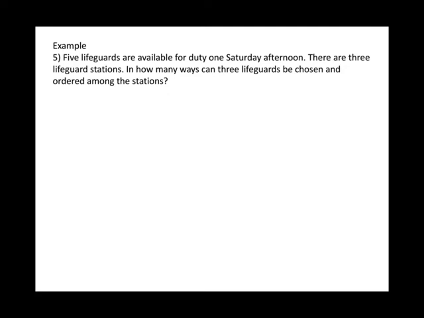5 lifeguards are available for duty one Saturday afternoon. There are 3 lifeguard stations. In how many ways can 3 lifeguards be chosen and ordered among the stations? So we're gonna figure out what is your n here. We have 5 lifeguards, so n equals 5. How many do we want to pick? We want to pick 3 of them, so r will be equal to 3. And this is specific that the order among the stations matters, so that's why we want to use the permutation. That would be 5P3, or just use your calculator, you could get 60.